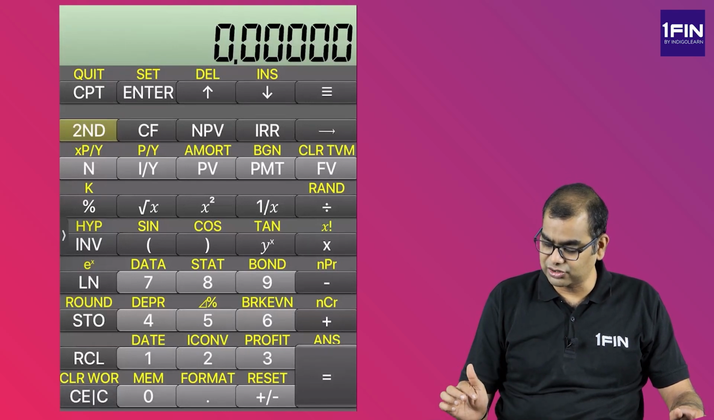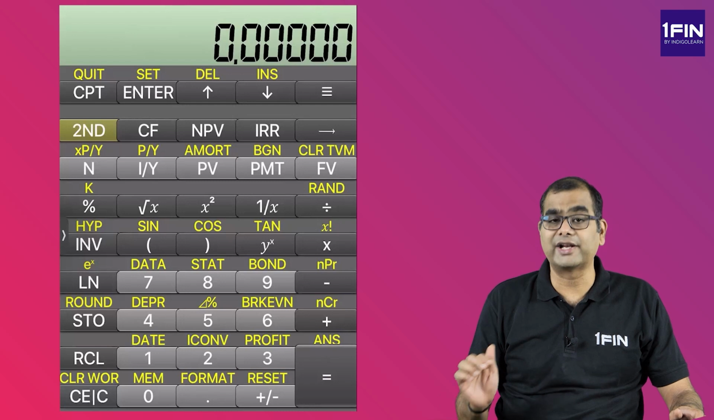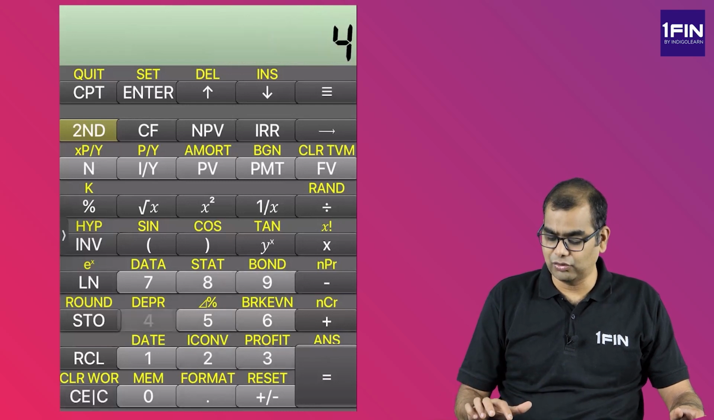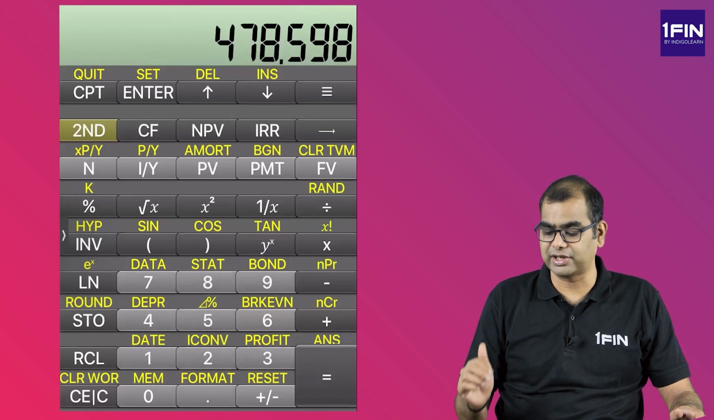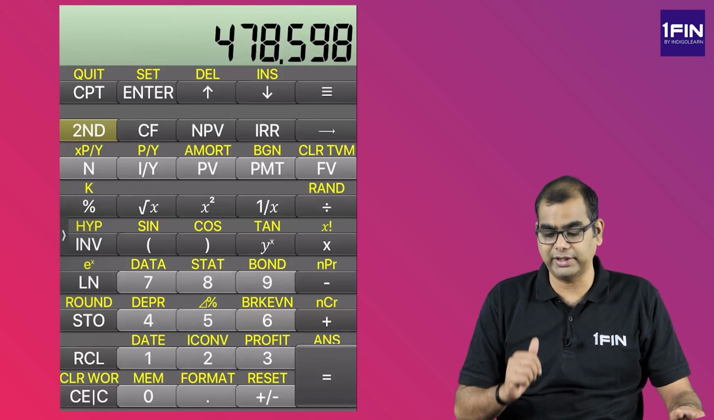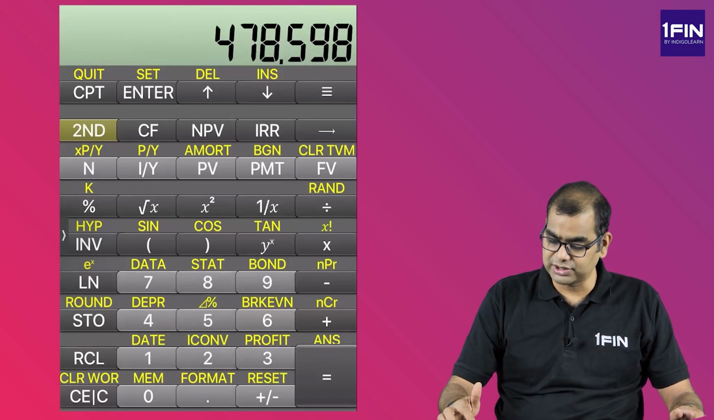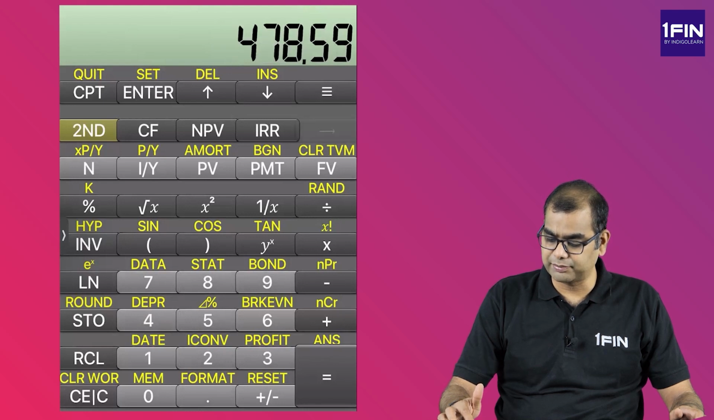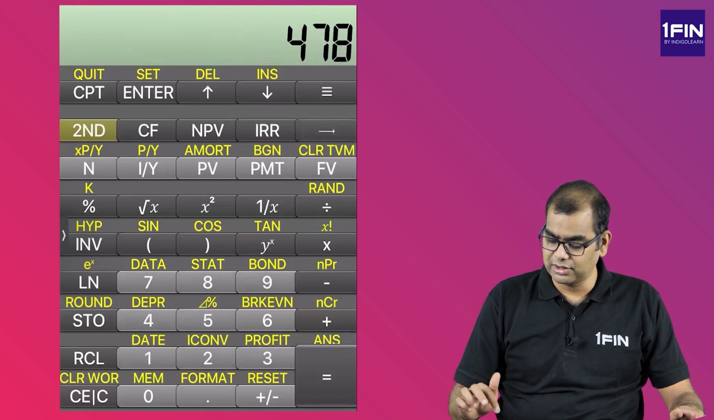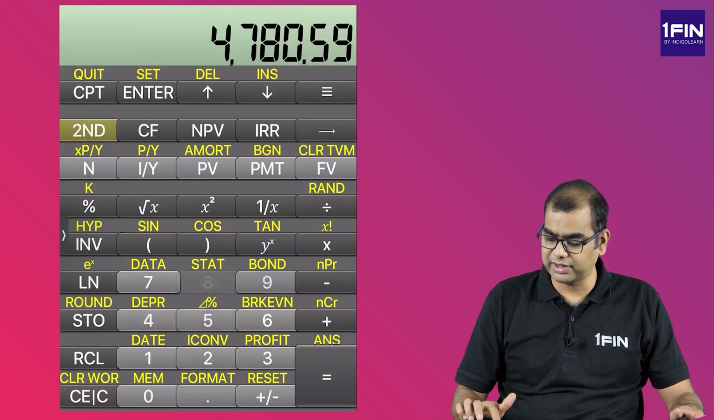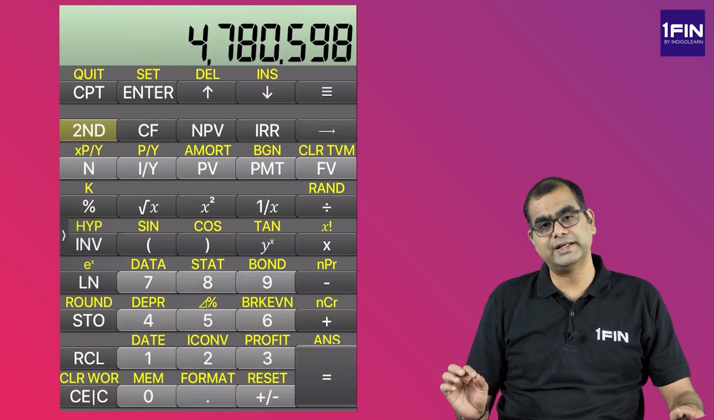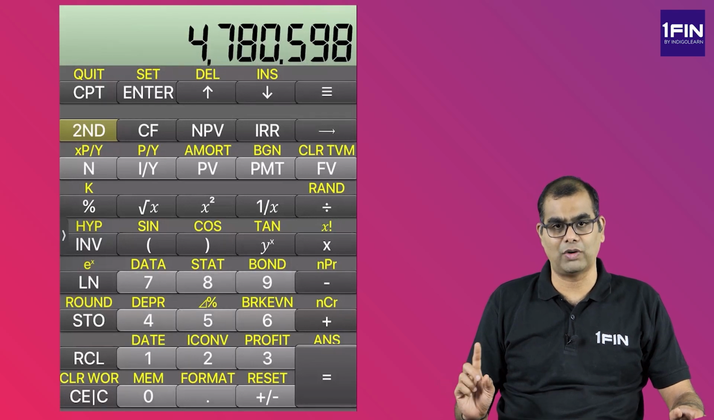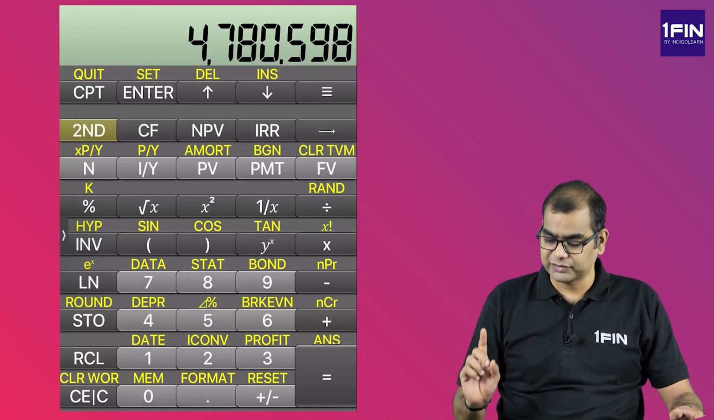Then we also have a function for correction. Let's say I want to enter 478.598, but I made a mistake. It should be 4780.598. So what do I do? I use this arrow on the second row, last column, right? I press the backspace or delete button, 0.598. So basically this backspace or delete or correct feature deletes everything that is there in its path, one character by one character. Okay, this is the second one.